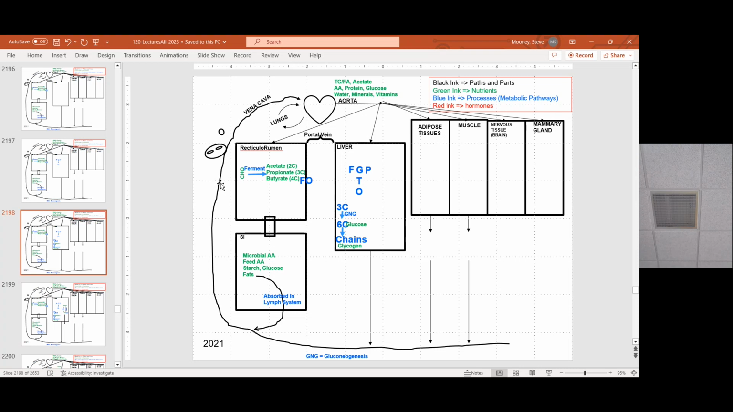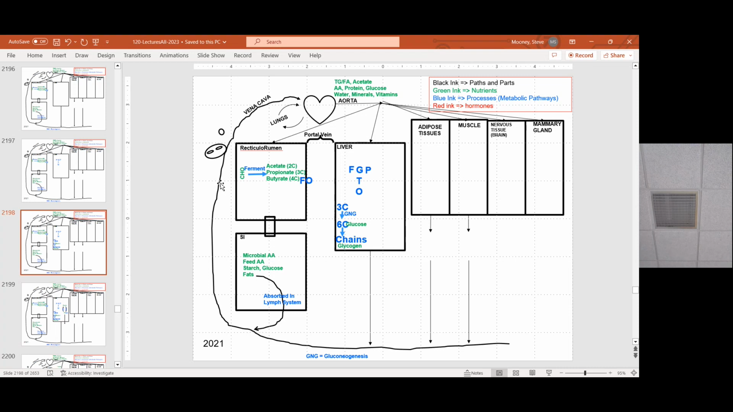We're taking our 3 carbon units. So 3 carbons, we talked about the 5 different ones. They're going to go through gluconeogenesis, create glucose, our 6 carbon unit. And those glucoses can be strung together in chains to form glycogen. Remember that from the beginning of the semester? The storage form of glucose in the animal body.